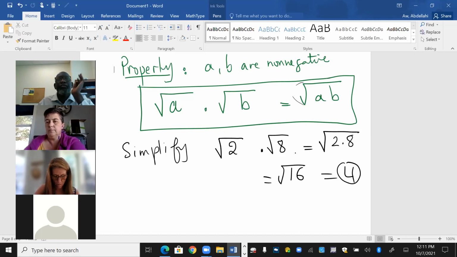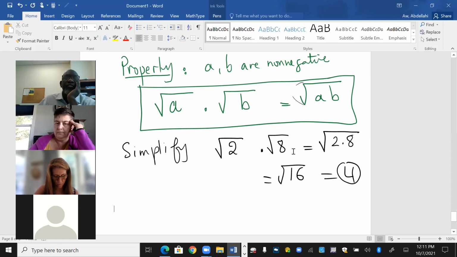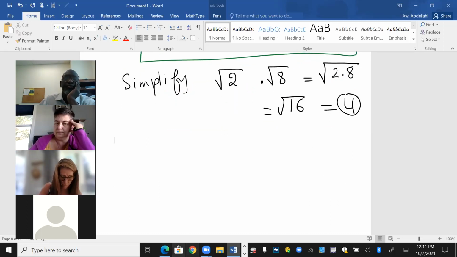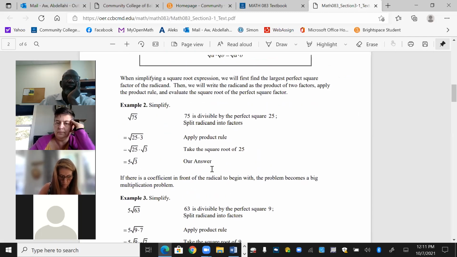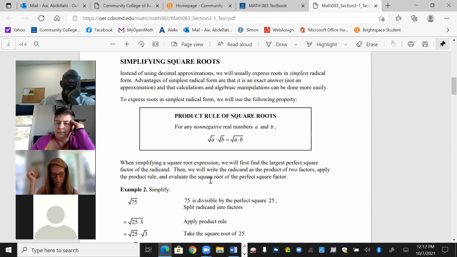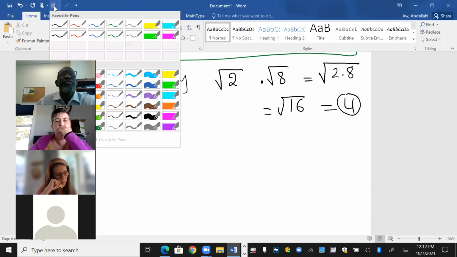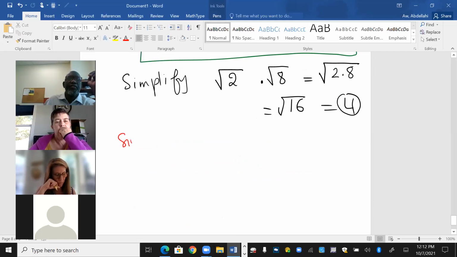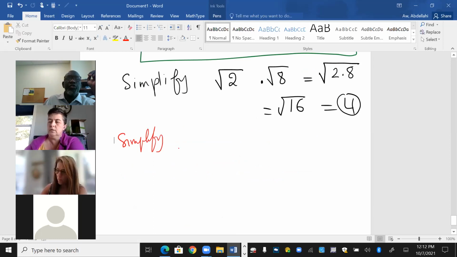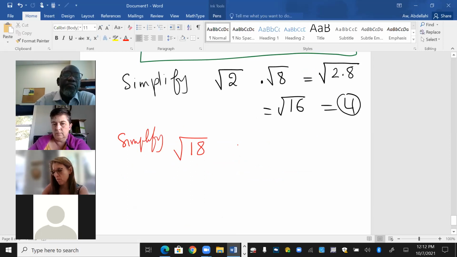All right, and it can go the other way around. You can be asked to simplify the square root of 18. Simplify. Now we're going the other way around, square root of 18, the best we can, you see? Square root of 18 is not an exact number, right? Because 18 is not a perfect square.